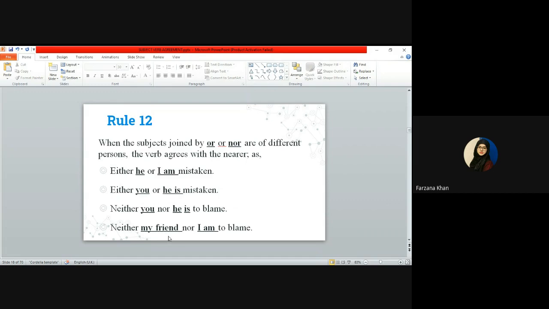So my friend and I, these are the two subjects, two different persons, right, which have been connected with neither nor. So when we have connected them with neither nor, then we will use the verb keeping in mind the proximity of the subject which is near to the verb. So the verb will agree with the nearer subject which is "I". In this sentence "I" is nearer to the verb, so the verb will agree with "I". Neither my friend nor I am to blame. So when the subjects joined by or, nor are of different persons, the verb agrees with the nearer subject. We will keep in our mind the proximity of the subject.